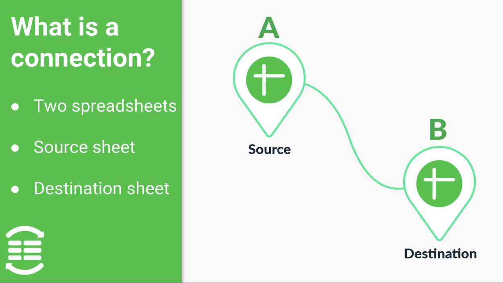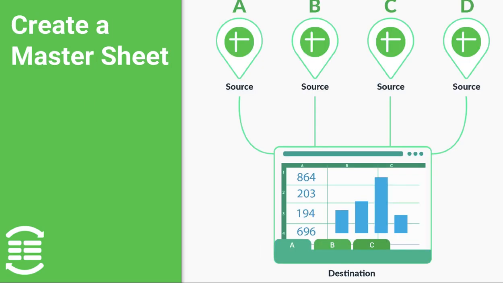Something else you can do using Sheetgo is create a master sheet. So this means that you create a connection between spreadsheets from multiple sources into one destination spreadsheet. And this is called a consolidation.